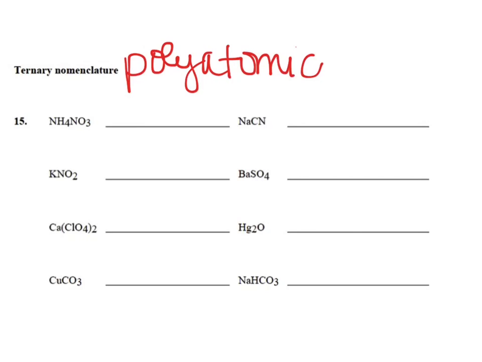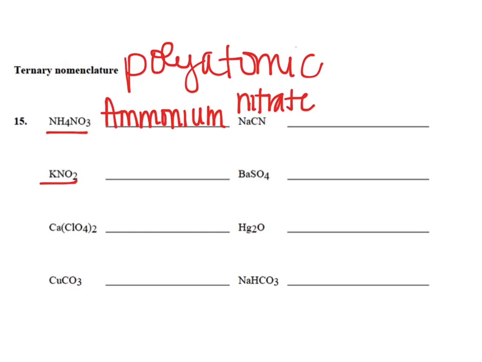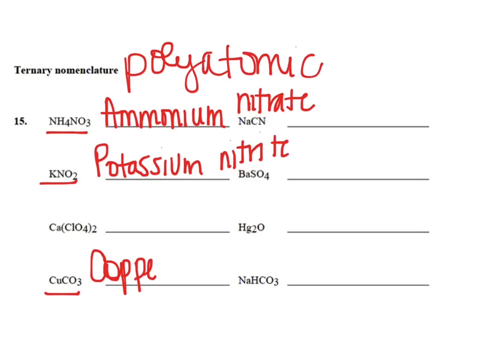So what is the name of this one right here? Ammonium nitrate. And what about KNO2? Potassium nitrite. And let's go to CuCO3. Copper 2 carbonate.